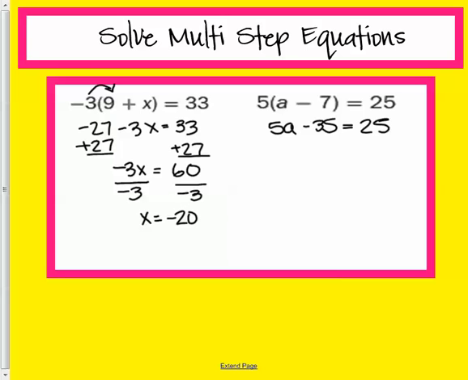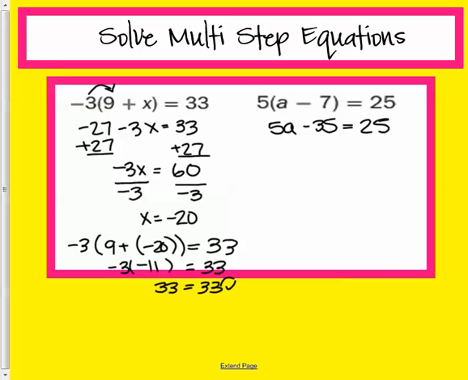Remember, you can check your work by plugging it back in. So -3 times 9 plus a -20 equaling 33. So if we take 20 and we subtract 9, we get 11. And this is a -11 times a -3, and that does in fact equal 33. So it checks.